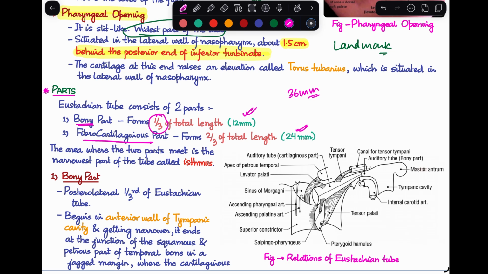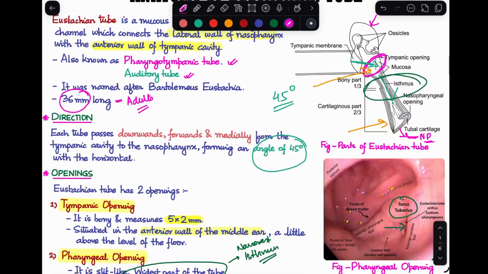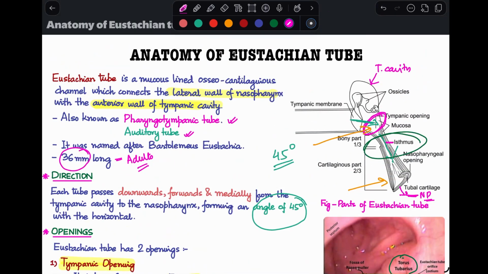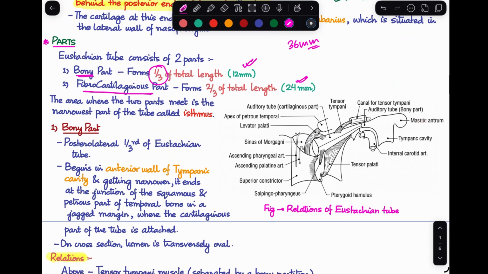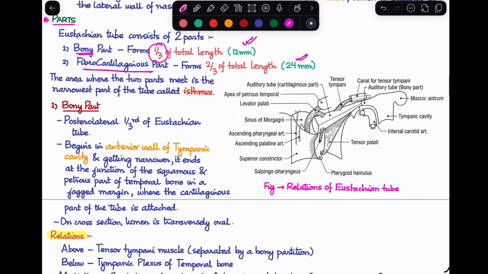And the area where these two parts meet is actually the narrowest part of the tube, and that is what is known as the isthmus of the tube. We saw it in the image over here. Now let's talk about the different relations of each of these parts.